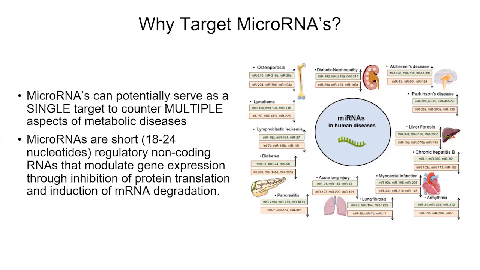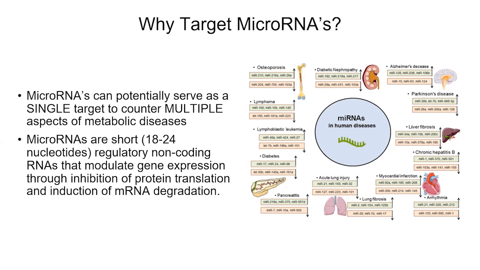And why are we targeting microRNAs? So microRNAs can potentially serve as a single target to counter multiple aspects of metabolic diseases. So microRNAs are basically short RNAs that can bind to other mRNAs, messenger RNAs, and inhibit their protein translation or induce mRNA degradation. And these mRNAs can be involved in pathways that are either harmful or beneficial. So some microRNAs are associated with beneficial effects and some are associated with harmful effects.